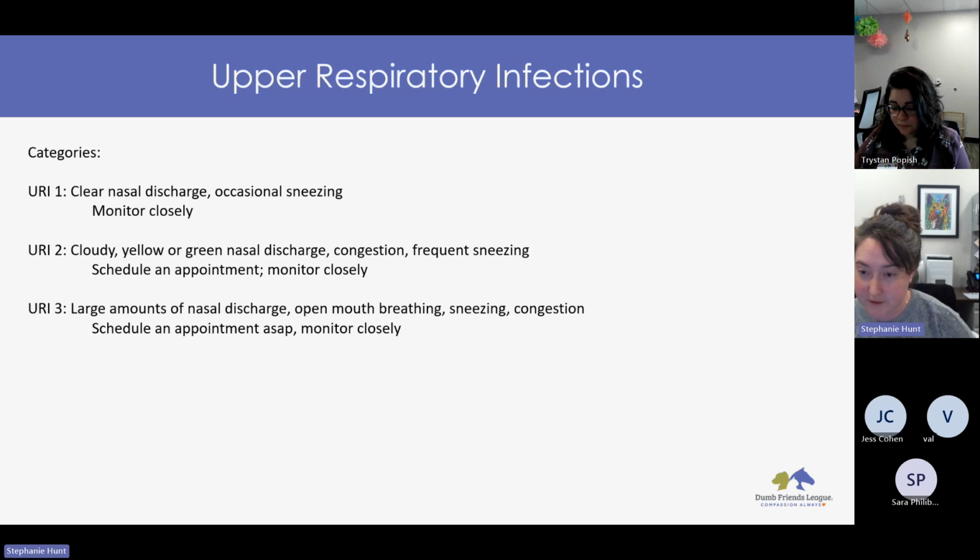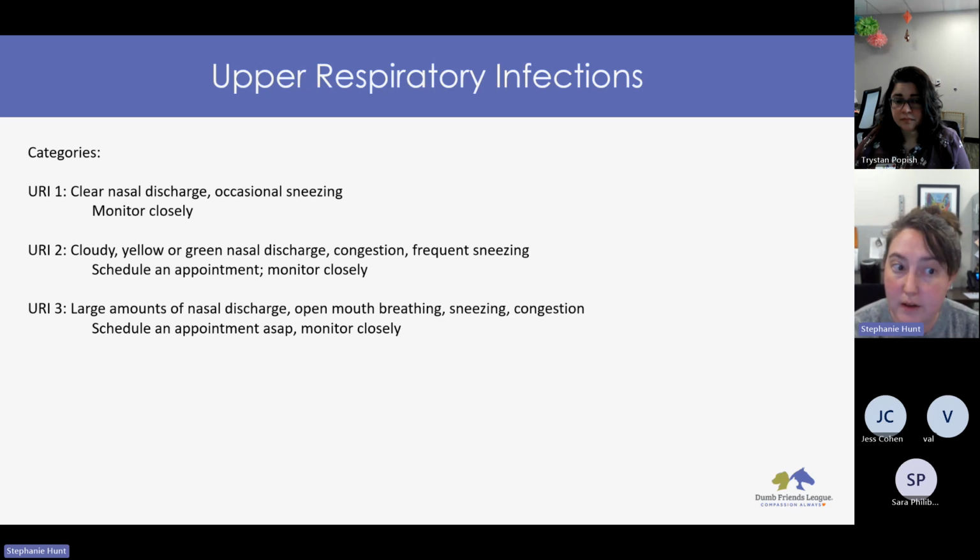So, starting with upper respiratory infections. These are categorized as a URI 1, 2, or 3. When you have an animal that's already diagnosed as having an upper respiratory infection and going out to the foster home, or if you bring them in for an appointment and we're assessing them here in the office, we might refer to it as a 1 or a 2 or a 3.